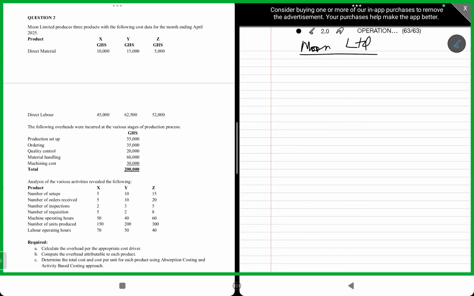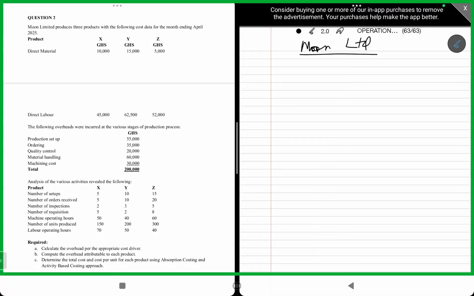Moon Limited produces 3 products with the following cost data for each month ending April 2025. Product XYZ, direct material, 10,000, 15,000, 5,000. Direct labor, XYZ, 45,000, 62,500, 52,000. The following overheads were incurred at the various stages of production.